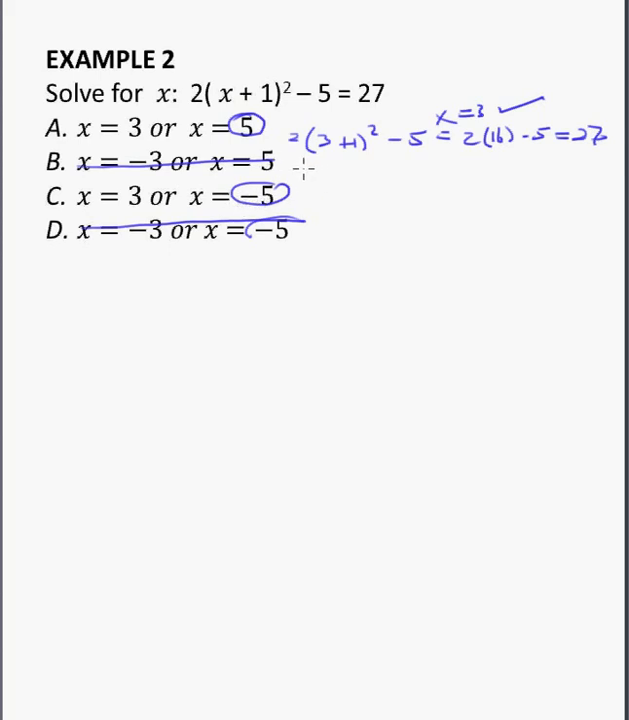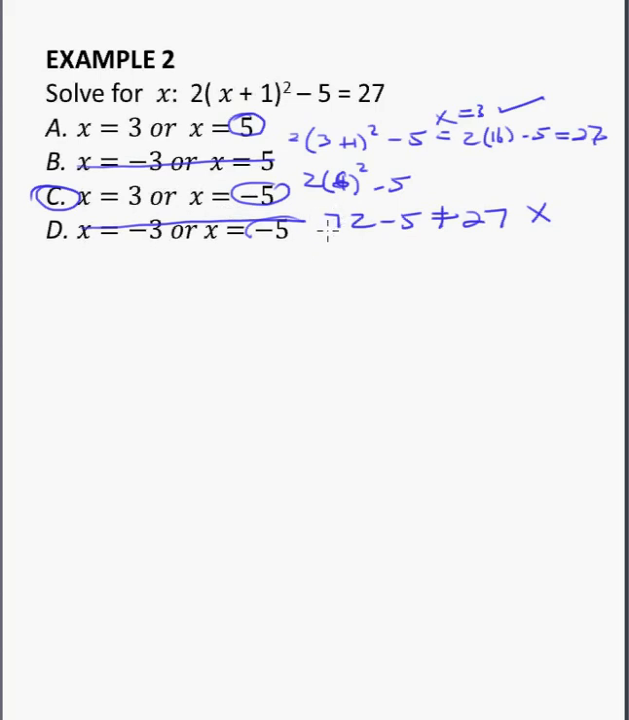So when x equal to 5, then we get 2 times (5 plus 1), I'm sorry, this is 6 because it's 5 plus 1, squared minus 5. So this becomes 2 times 36 minus 5, which is 67. No way, that is not equal to 27. So obviously this is wrong. As soon as you arrive at this conclusion, obviously then your answer becomes this one here. That means your answer is C, x equal to 3 or x equal to negative 5.